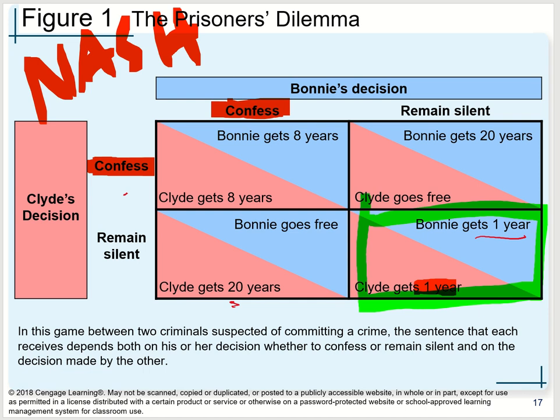So would you choose to confess, or would you choose to remain silent? Now let's suppose each party decides to confess again. They're going to spend 8 years in jail each again, and then 8 years later they both come out, have nothing to do. What should we do?